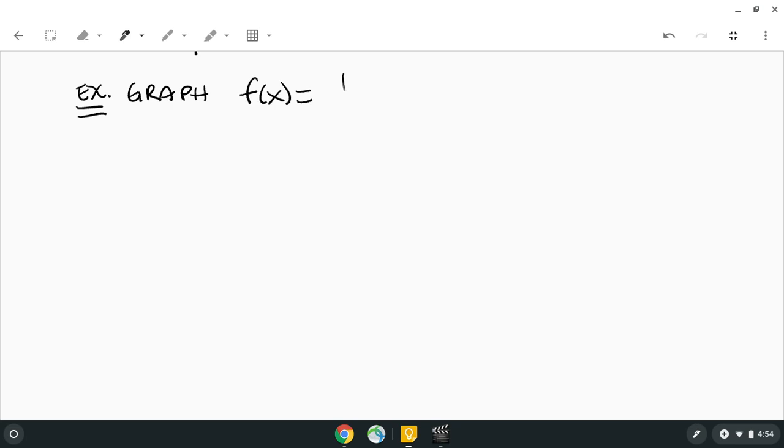Okay, so let's take a look at this one. Let's go ahead and graph f of x equals 1/2 sine. Let's put everything in here. Sine, so we have that multiplier there. And now I have 2x minus pi over 2.